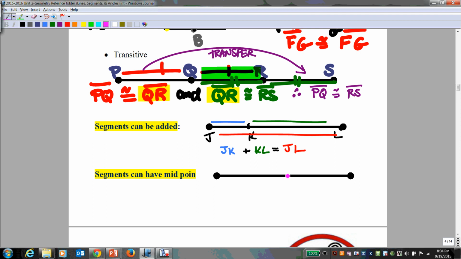And last but not least, when segments have a midpoint, put your hatch marks on there. We know that segments become congruent when there's a midpoint. So if M is a midpoint, we know that segment XM is going to be congruent to MY.